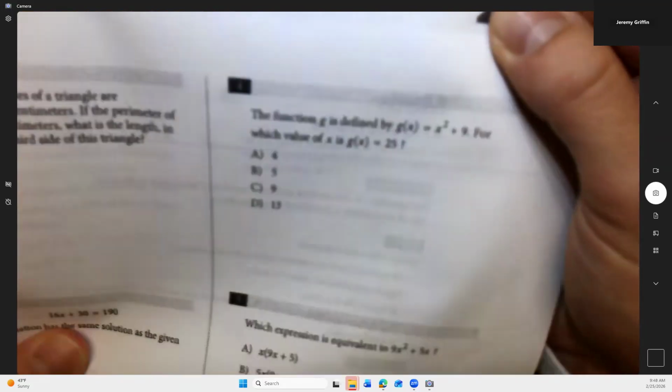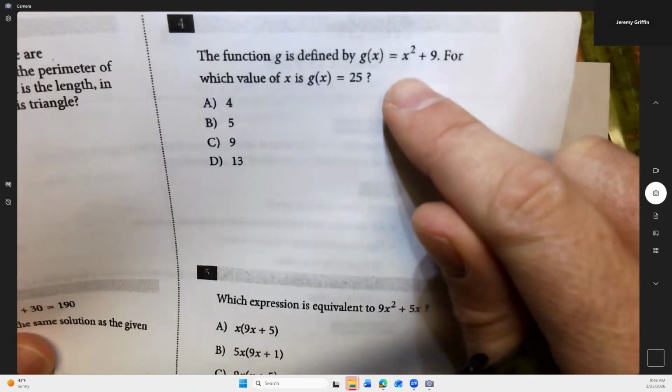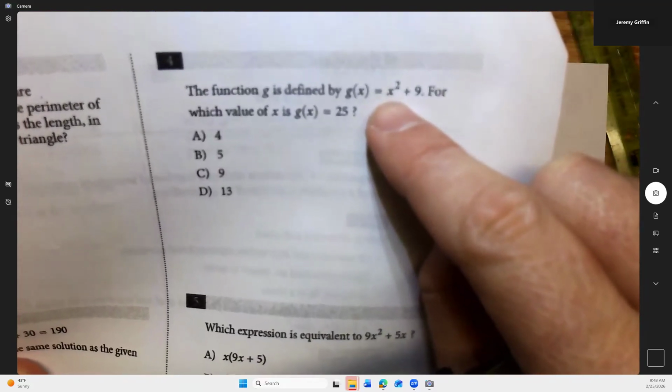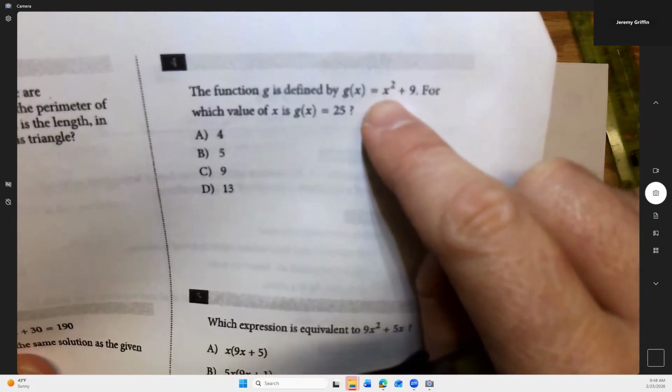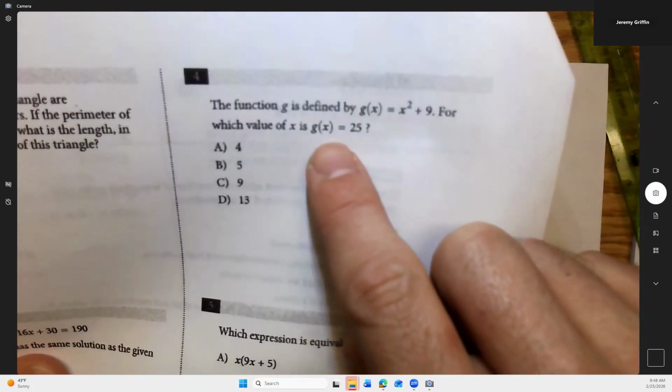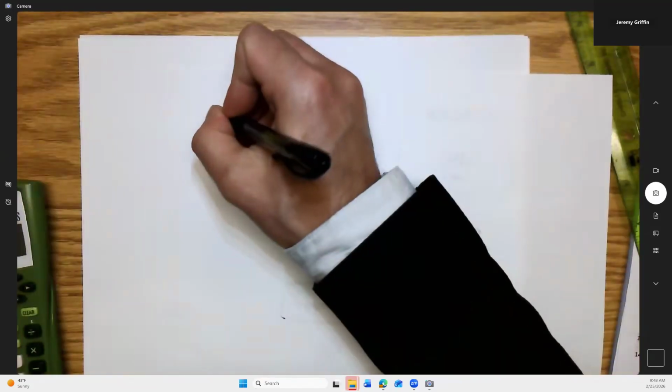Yep. Okay, number 4. The function g is defined by g of x is x squared plus 9. Hey, guess what shape that is? Parabola. That's a parabola. Yeah, it shifted up 9 on the y-axis. Right, for which value of x is g of x equal to 25? Oh, yeah, we did that.